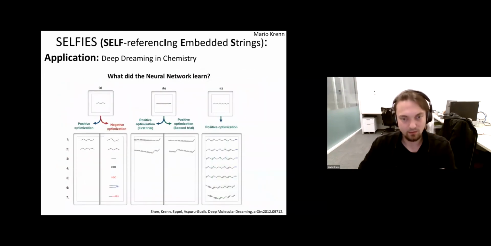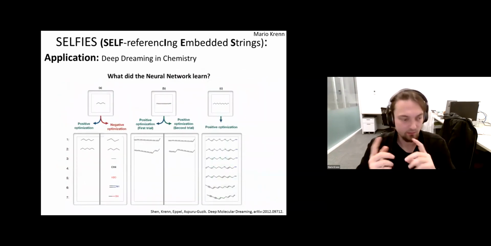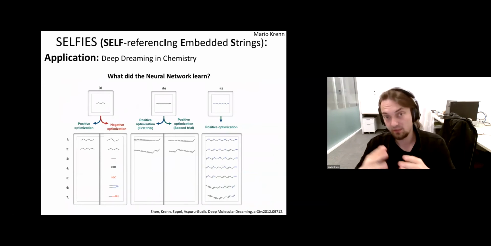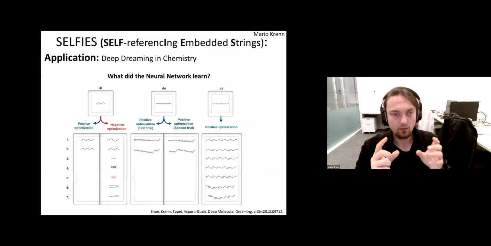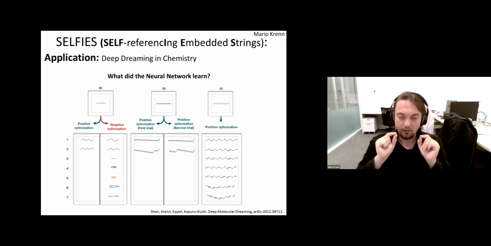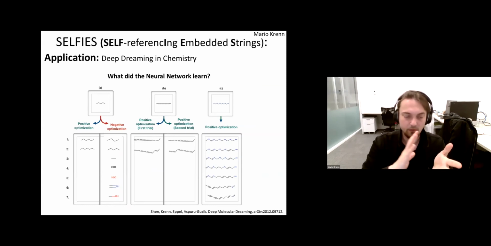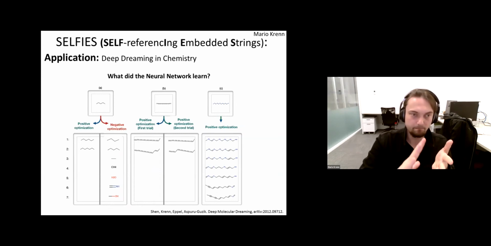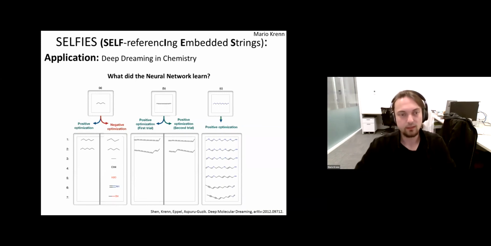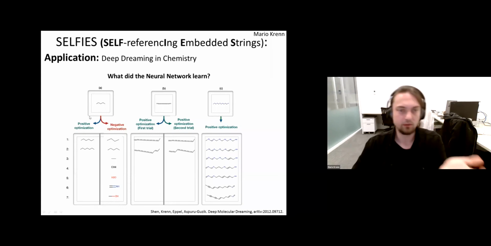A cool thing is now, exactly with the same idea that the machine learning people in vision have done, you can try to understand what the neural network is learning, and that is by giving some certain initial states and looking at how the neural network tries to modify the structure.